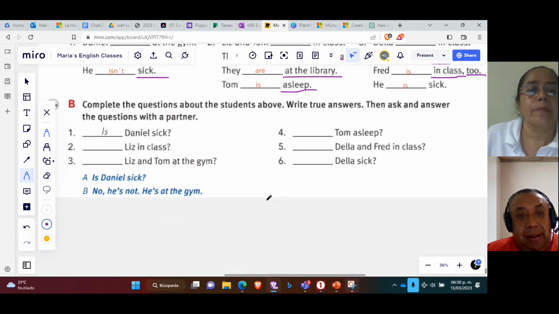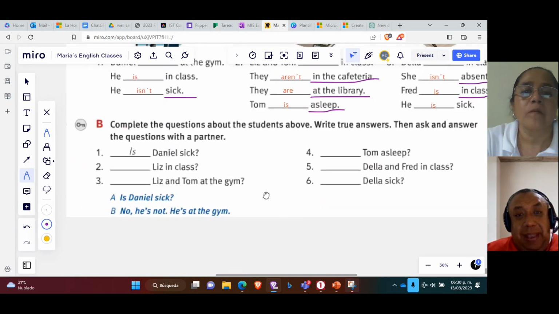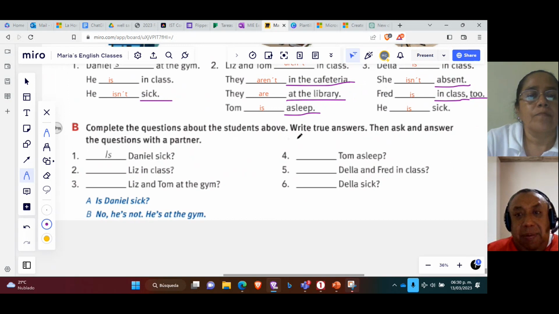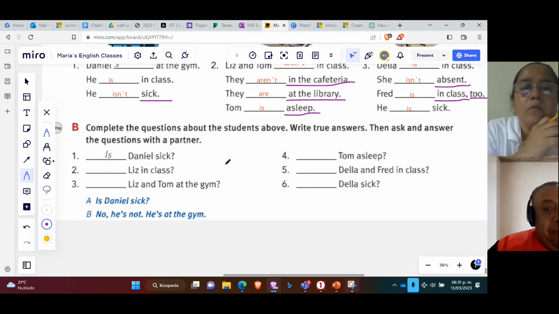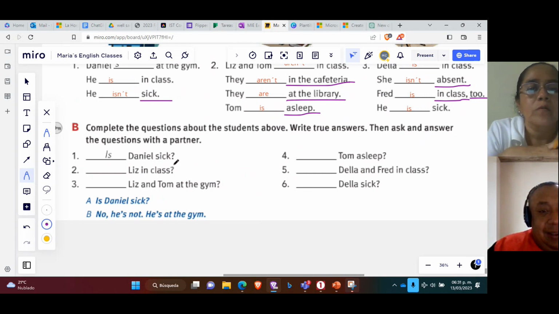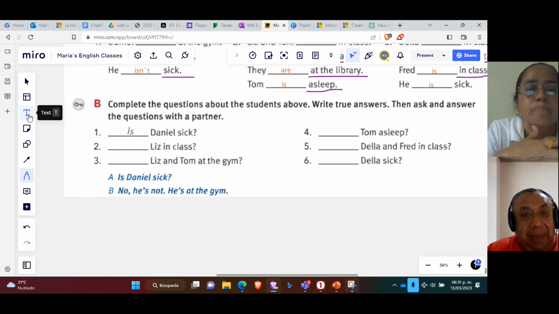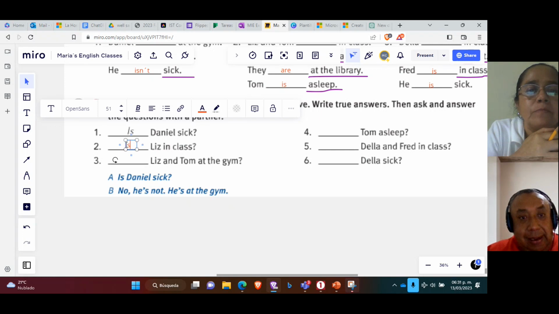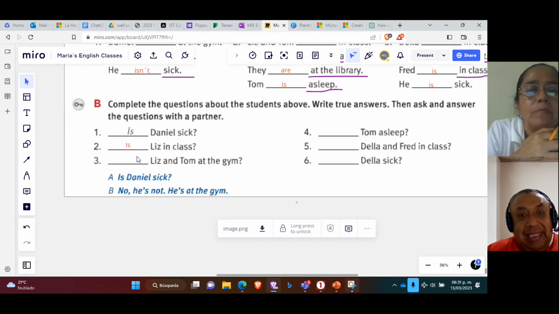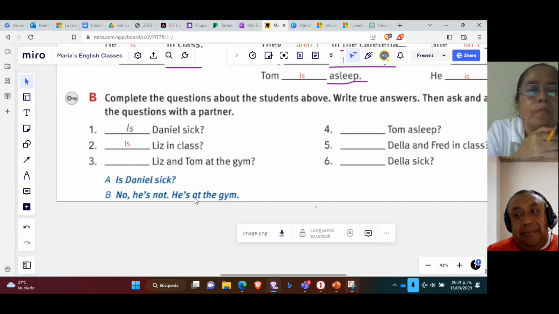Ok. Bien, Mari, vamos a hacer las preguntas. Complete the questions about the students above. Write through answers, then ask and answer the questions with a partner. Por ejemplo, la pregunta dice, is Daniel sick? Is Daniel sick? Vea, Liz in class. Aquí sería, le ayudo. Sería, is Liz in class? ¿Está Liz en clase?